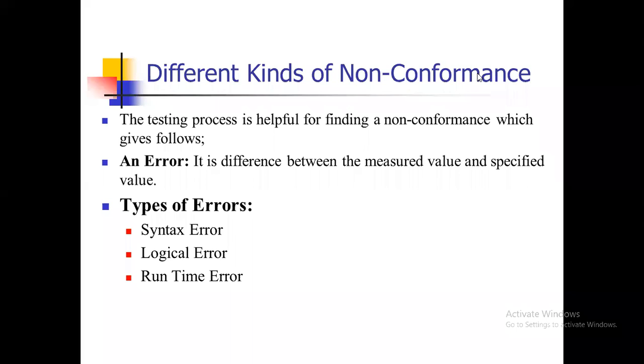Then the next one is logical error. This is a different kind of error, a mistake in the logic. This kind of error is generated if we are calculating a multiplication and we use the plus sign for multiplication. We expect the multiplication output, but we are performing additions. So this kind of error is a logical error; we missed the logic.